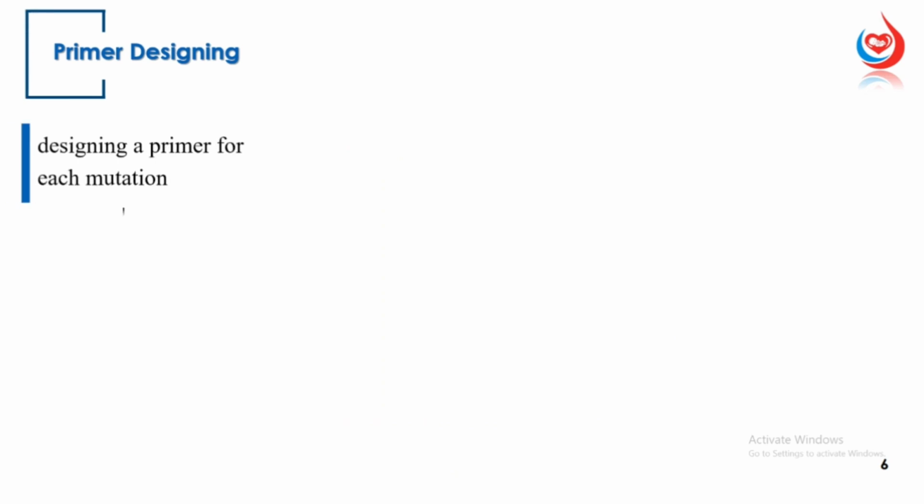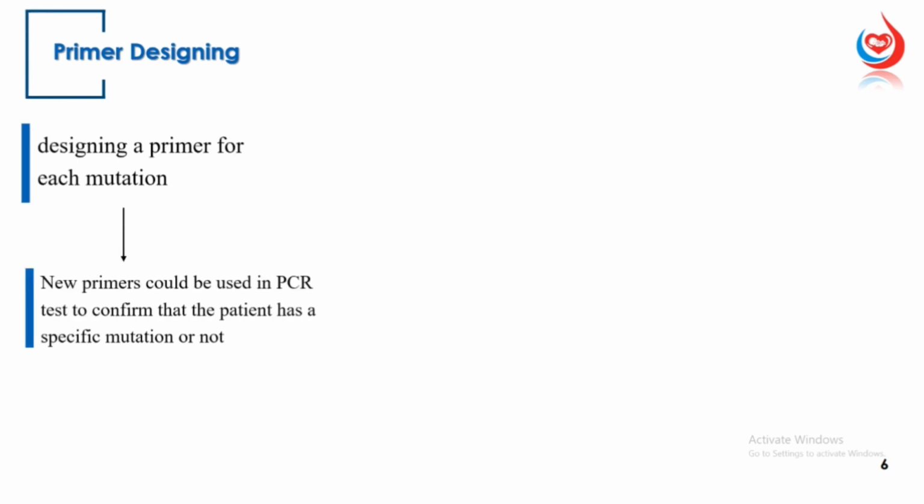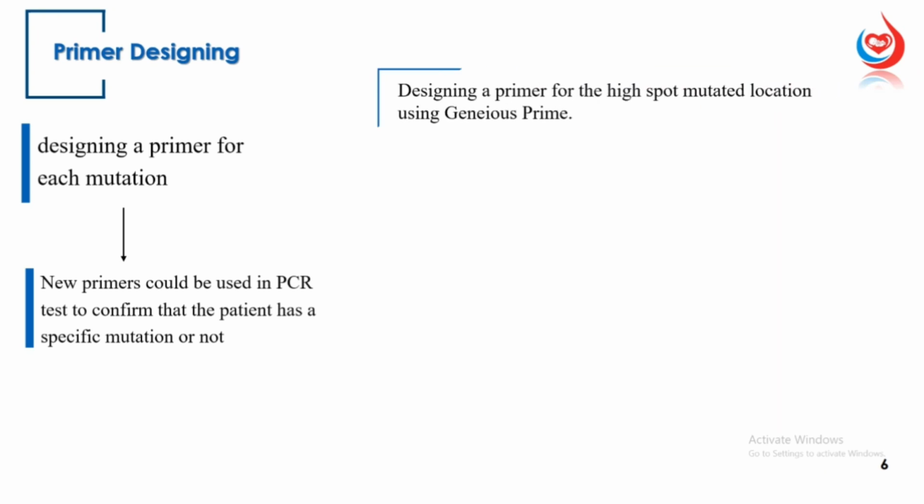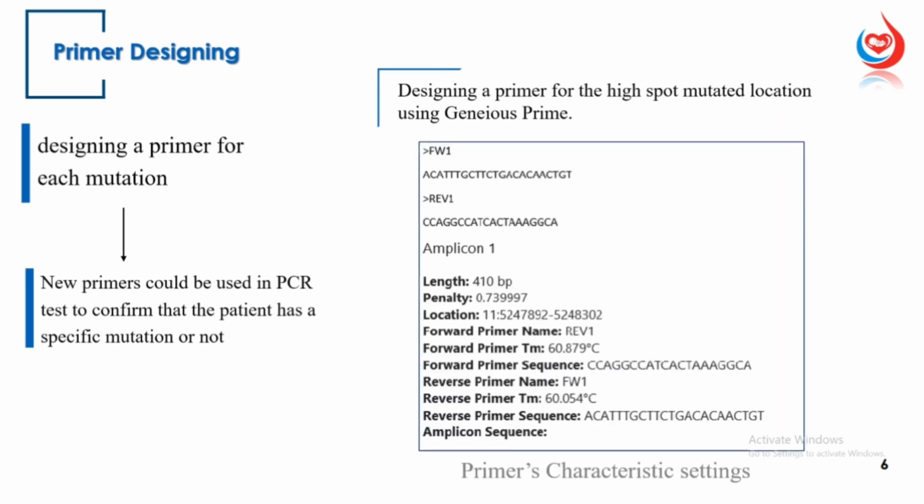After the process of detecting mutations, a primer is designed for each one. This way, PCR tests using these primers could confirm whether the patient has a specific mutation or not. However, it's expensive to utilize this technique. Consequently, after the analysis of the outcomes, the observed location of the HBB gene includes the majority of mutations. Thus, a crucial and low-cost step is to design a primer for this high-spot mutated location.